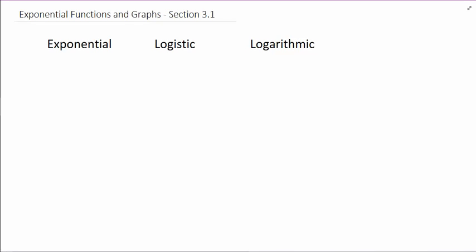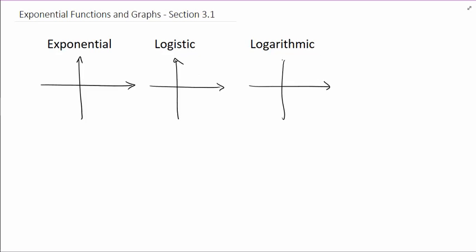Today we're going to start a new unit focused around exponential, logistic, and logarithmic functions. We won't focus on logarithmic today, but we will get there soon. So it's going to be important to keep in mind what these three images look like and what the characteristics of these graphs are, what their functions are.